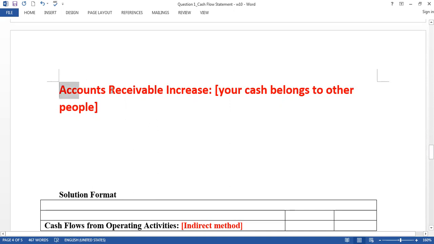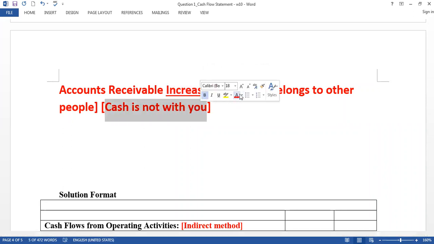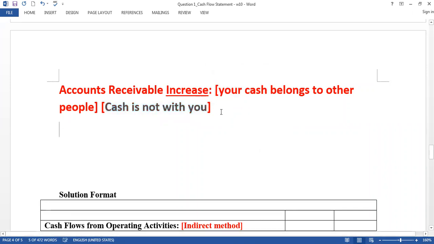So accounts receivable increase means, look at the term, another meaning is that cash is not with you. Accounts receivable is your money, and when accounts receivable increases, it means it is your money, but it is not with you. That means cash is not with you.